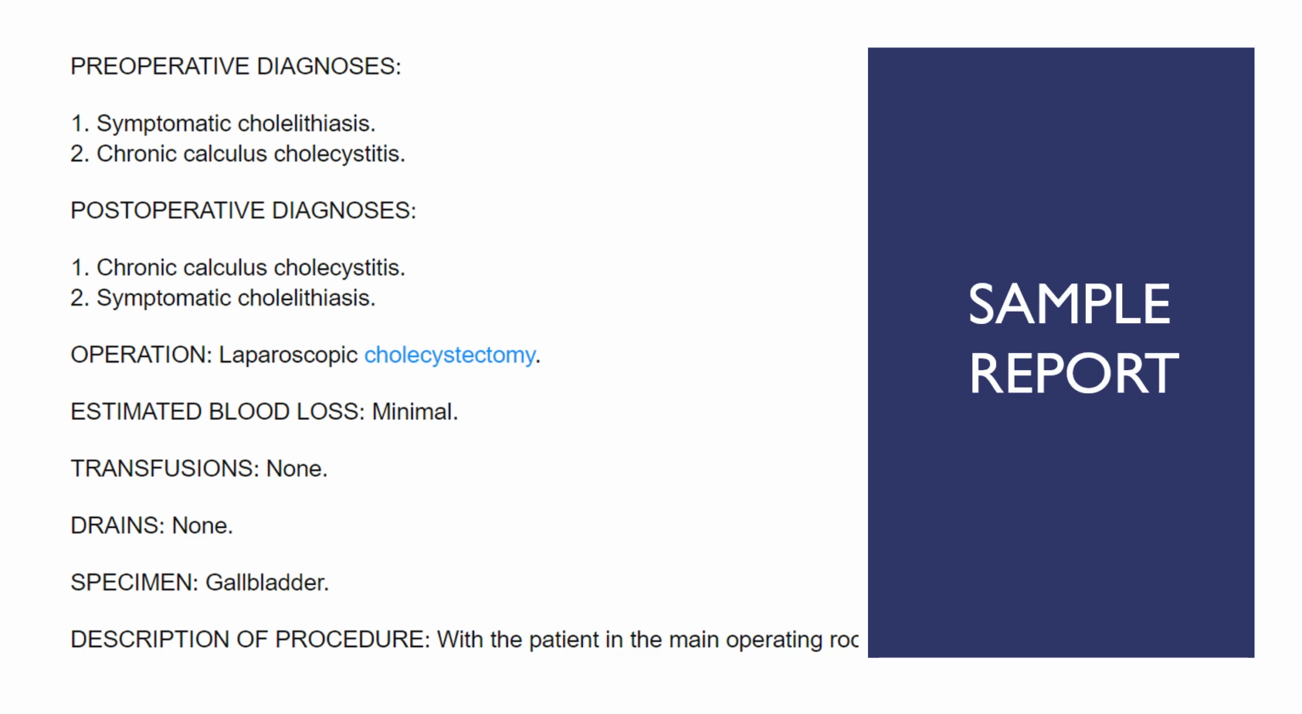So I have given a sample report here. This is only the first part of the report, where I have given the pre-op diagnosis, post-op diagnosis, then the operation name, and then you'll have the estimated blood loss, transfusion, drains, specimen. So this was a cholecystectomy. So the specimen collected was gallbladder, and then you'll have a description of the procedure.